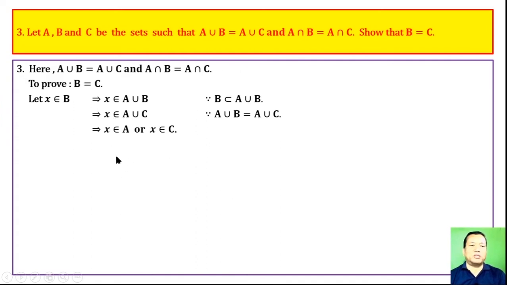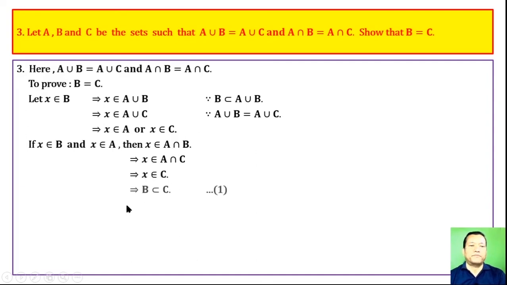We have two conditions. If X belongs to B and X belongs to A, then X belongs to A intersection B, which implies X belongs to A intersection C, as A intersection B equals A intersection C. This shows that X belongs to C. So X belongs to B implies X belongs to C. This shows that B is a subset of C, which is equation 1.